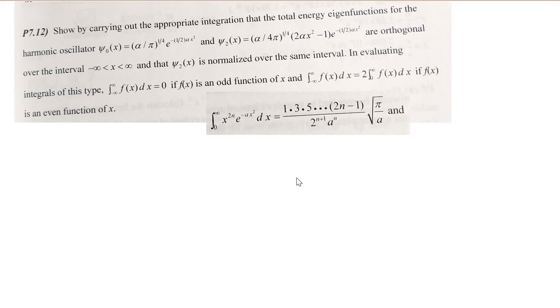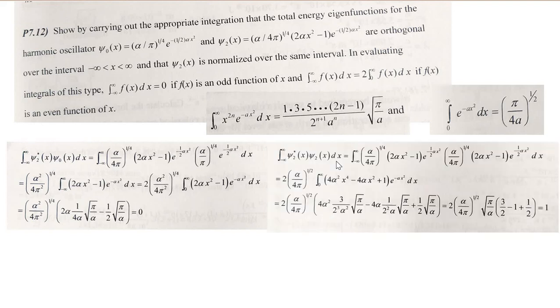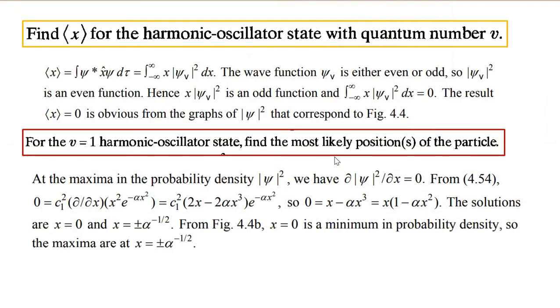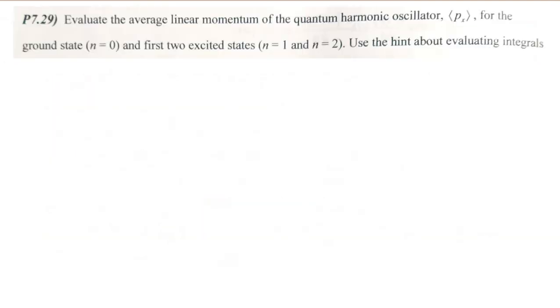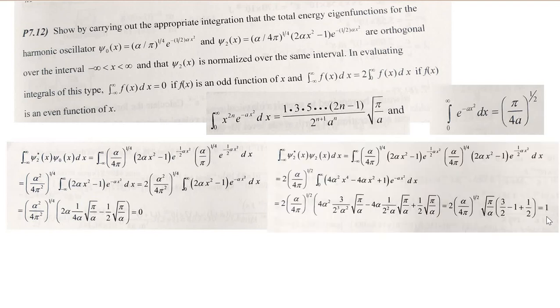So your job is very simple. To show that these two functions are orthogonal, you have to take the product of the two and integrate over the given range, and you will get 0 if you use the standard integral. And another is normalization. If it is normalized, then it should be 1. Yeah, it should be 1. So here you see the result is 1.